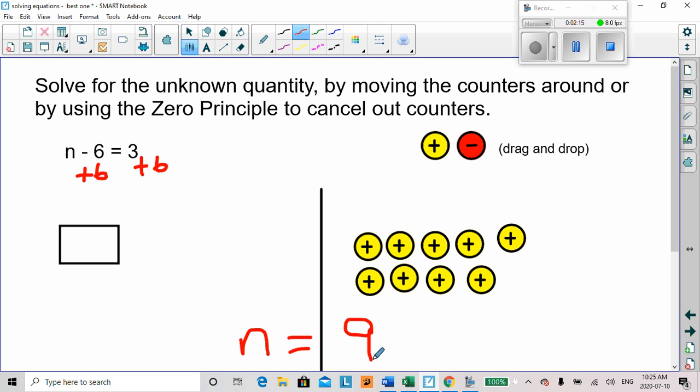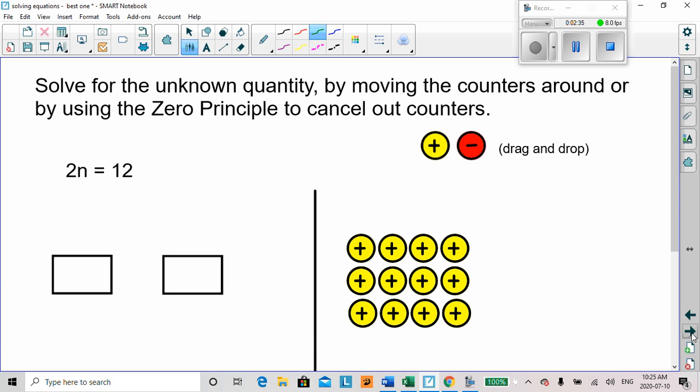And if you were to substitute that back into your question, if you put a 9 in where N is, you have 9 minus 6. Yes, that does equal 3. So we know that we are right.